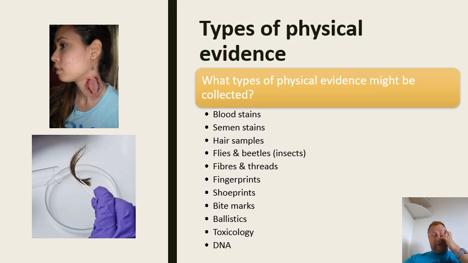These are the main types of evidence that we can collect. Okay, so blood, semen, hair, insects. We've touched on that before. Clothing material, fingerprints, shoe prints, bite marks. There's really interesting stuff on the Innocence Project website about how bite marks may not be as conclusive as we once thought. So Innocence Project, and you'll see on there. Ballistics is guns, toxicology, any kind of substance, and obviously DNA. Okay, so there's lots to go through.